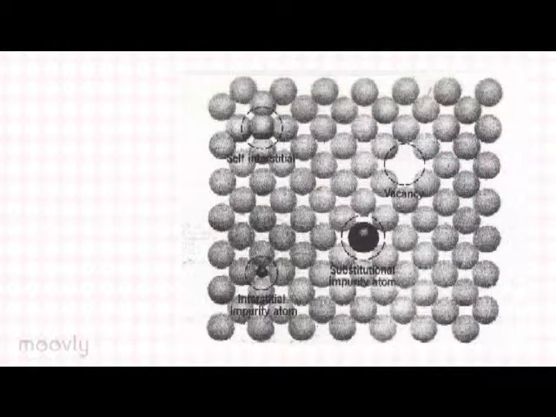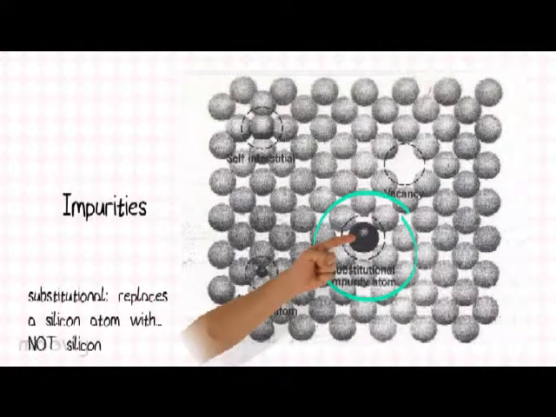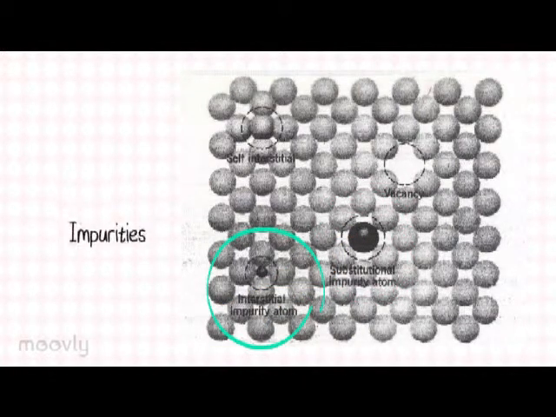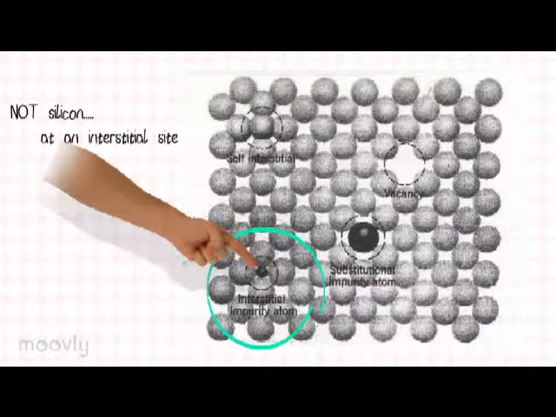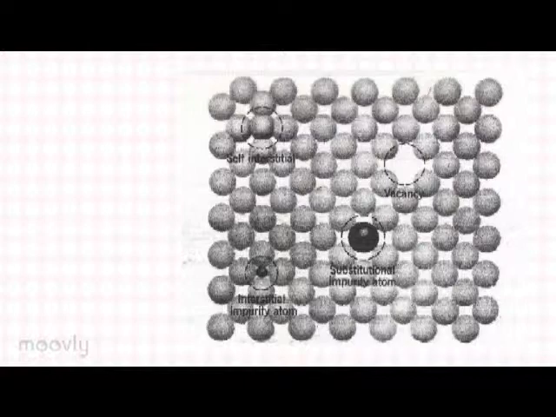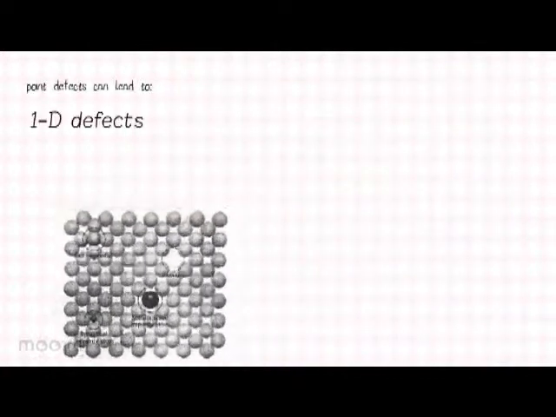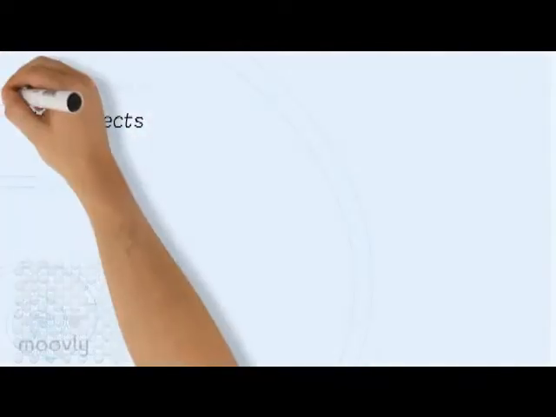Sometimes we have a non-silicon atom, or an impurity, that creates the defect. For example, a substitutional impurity is an atom that replaces the silicon atom in the lattice. There are also interstitial impurities, in which an impurity atom is squished into the lattice where there shouldn't be any atoms, like the interstitial sites. These small defects can cause 1-dimensional defects or dislocations.